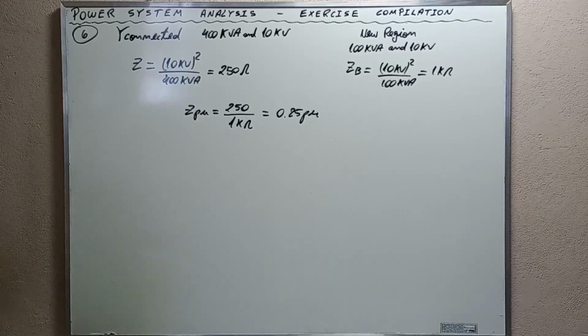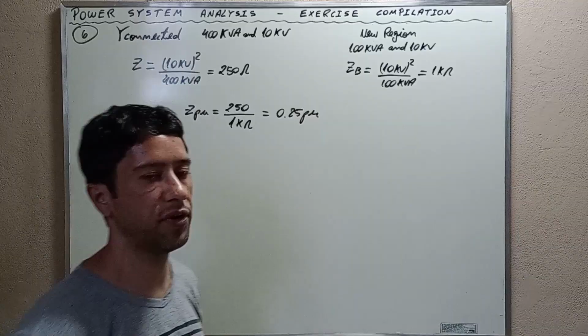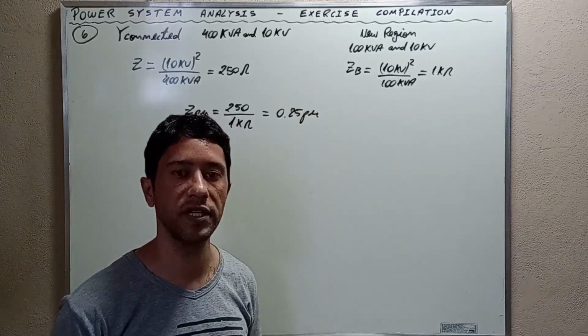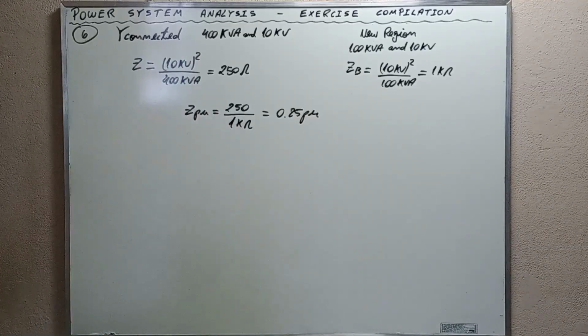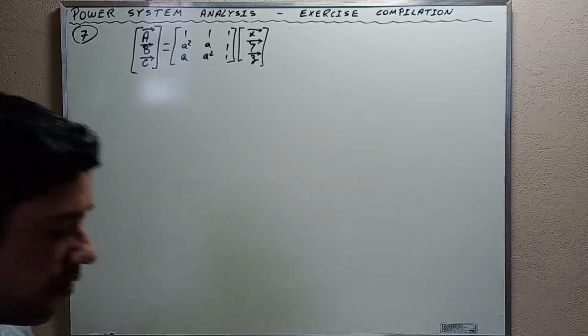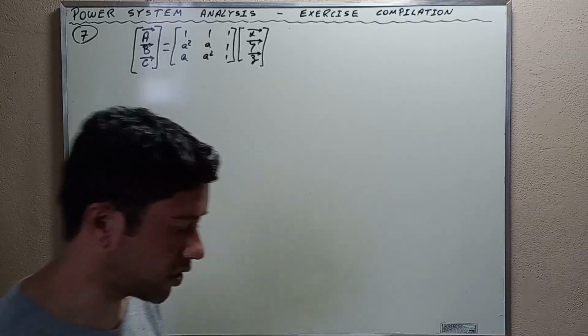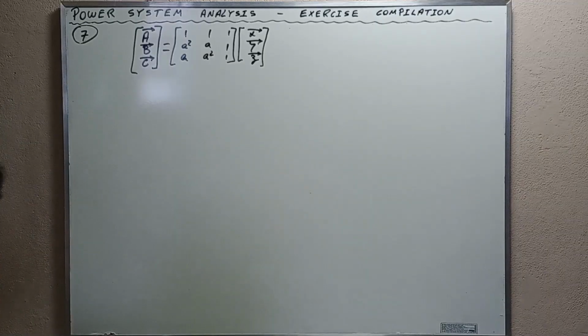Okay, my friends, and this is all for exercise number 6. Let's go to exercise number 7 now. Exercise number 7. The matrix presents the relationship between the electrical quantities A, B, and C with the respective symmetrical components X, Y, and Z. The question: determine the sequence of the symmetrical components.